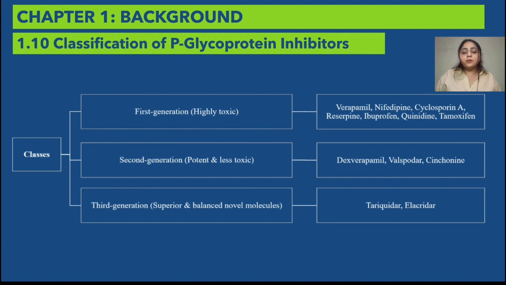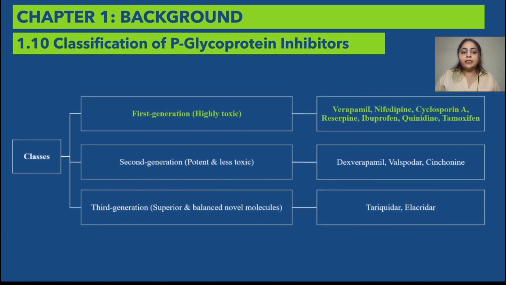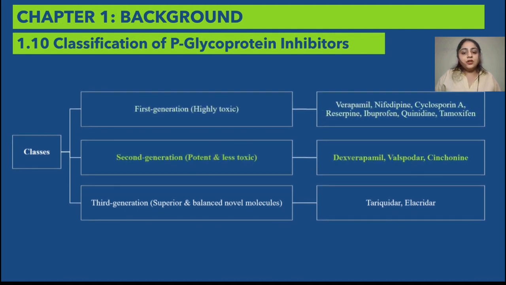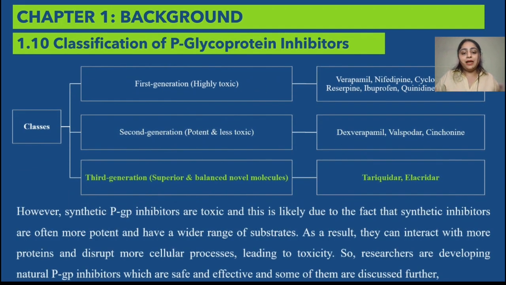So what are PGP inhibitors? As we have seen, they block the PGP efflux pump. This describes the classes of PGP inhibitors. The first generation were found to be highly toxic, and these are chemical moieties that include verapamil, nifedipine, cyclosporin, reserpine, ibuprofen, quinidine, and tamoxifen. The second generation were potent but less toxic than the first generation, and include dexverapamil, valspodar, and biricodar. The third generation were very superior and balanced novel molecules that include tariquidar and elacridar.